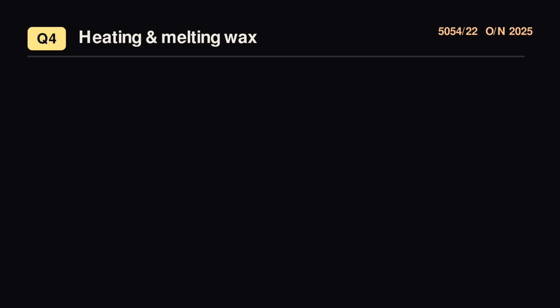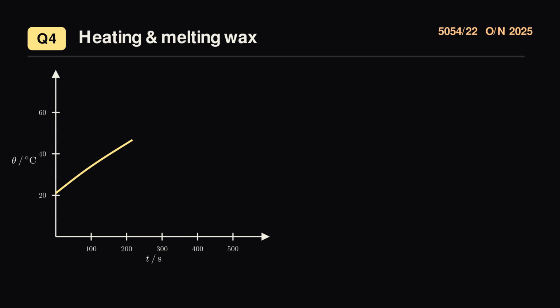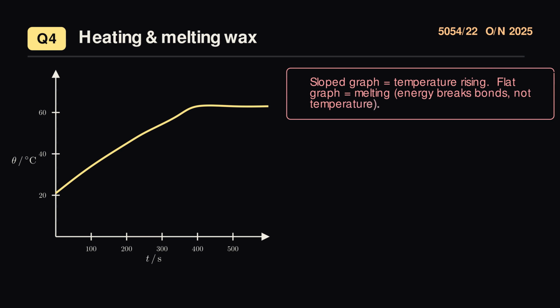Question 4. Heating and melting wax. This is a temperature-time graph for wax being heated. A sloped section means temperature is rising. A flat section means melting, energy breaks bonds instead of raising temperature.